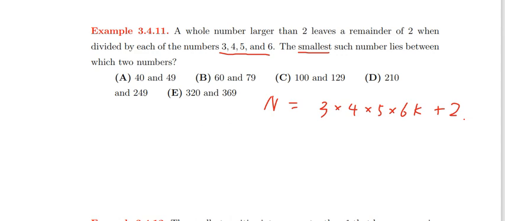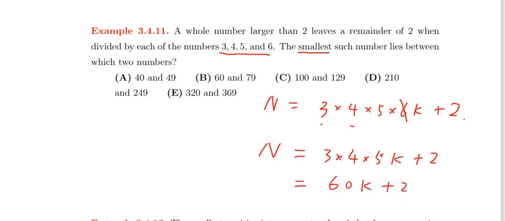But this is not okay because if we multiply 3 by 4, then we don't need to multiply 6. So this number actually should be 3 times 4 times 5, times k, plus 2. So this equals 60k plus 2. So the smallest number, we just pick k as 1, right? So the smallest number is 62.